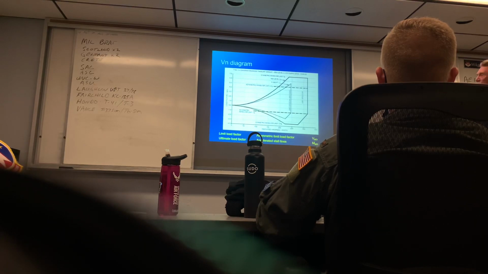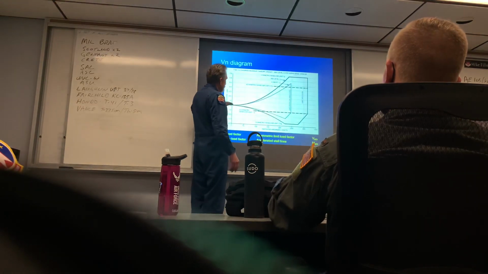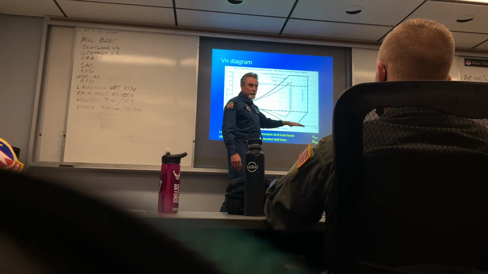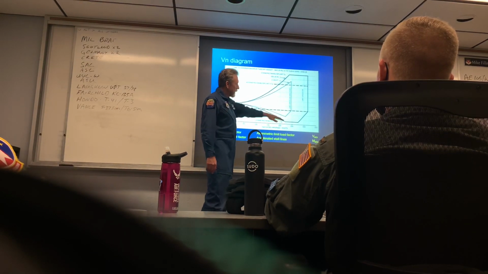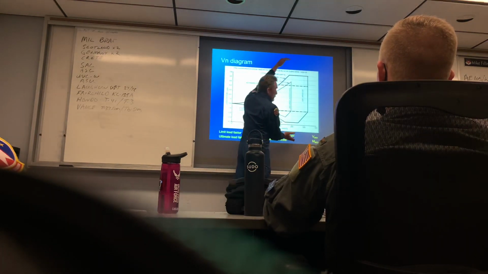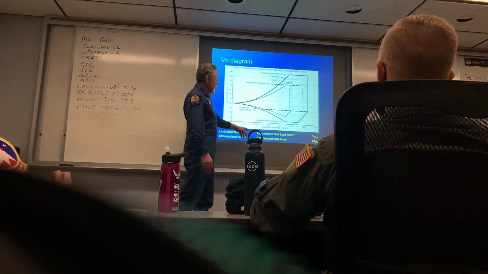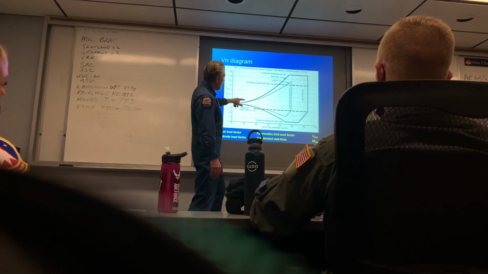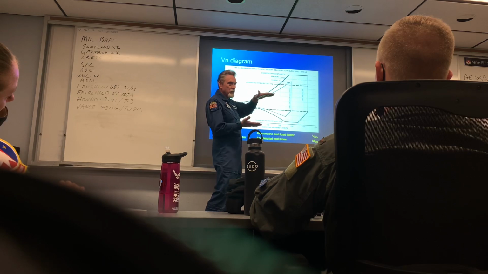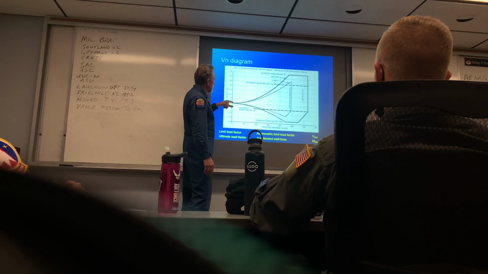Okay, so here we have our VN diagram. Limit load factor, that's these lines right here: +7, -3. Ultimate load factor would be 1.5 times that. They don't show you on the chart. Asymmetric limit load factor are the dashed lines, so it really takes the chart down. Accelerated stall lines, and those are these curved lines.